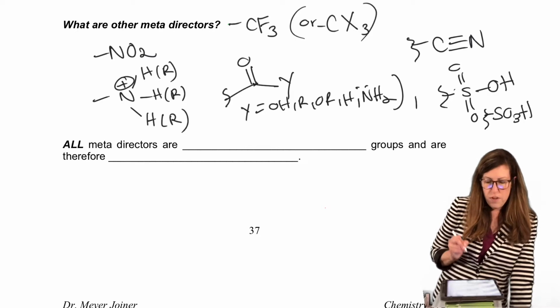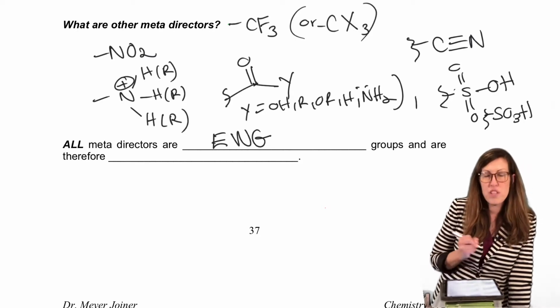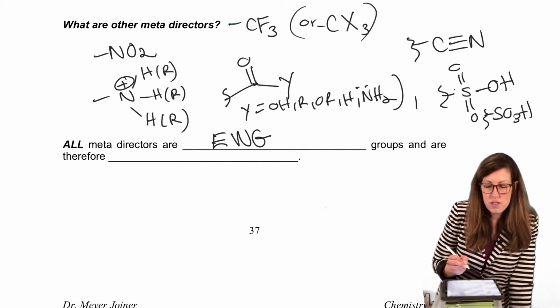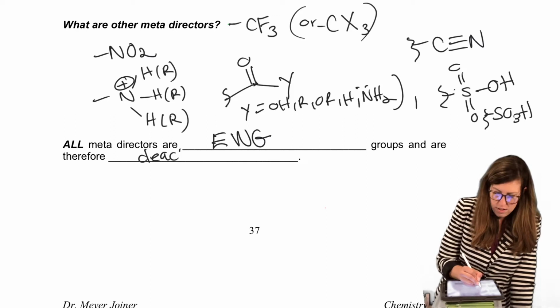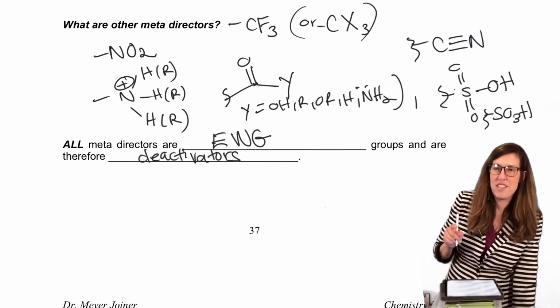All right, so all metadirectors are easy to spot because they are electron withdrawing groups. That means they are also deactivators. Okay, that's simple. There are no metadirectors that are activators.